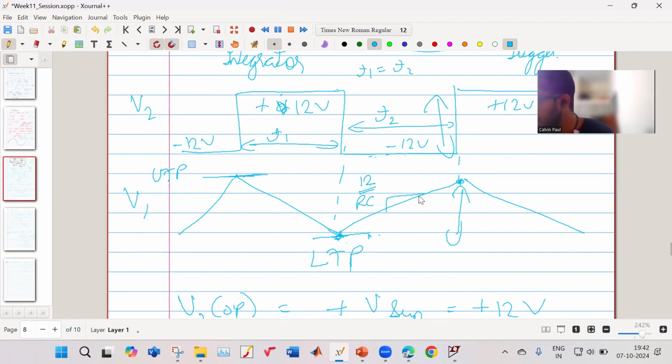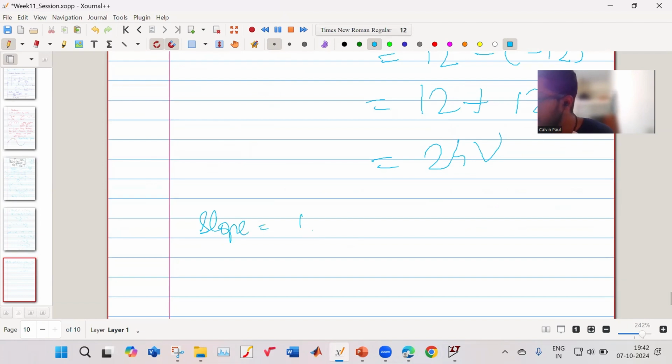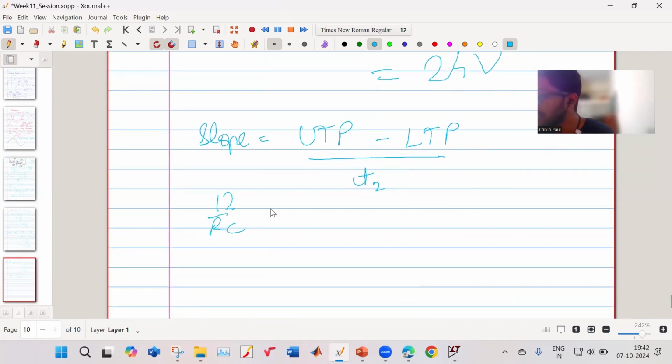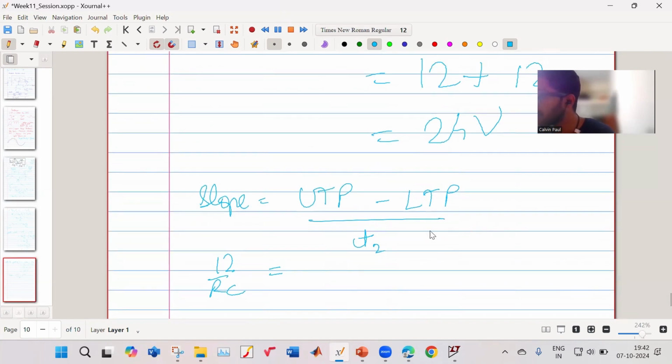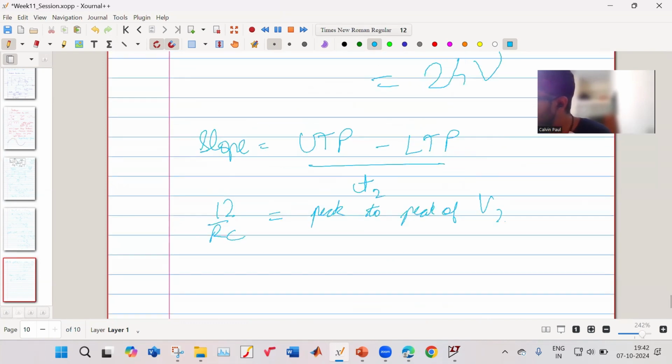So we need to find the time. So we know your slope. Your slope is the upper trigger point minus lower trigger point upon the time T. Okay, let us say T2. Your slope we know it is 12 by RC. Upper trigger point minus lower trigger point is your peak to peak of V2 by T2. So your T2 is actually equal to 14.4 upon 12 into your R into C.